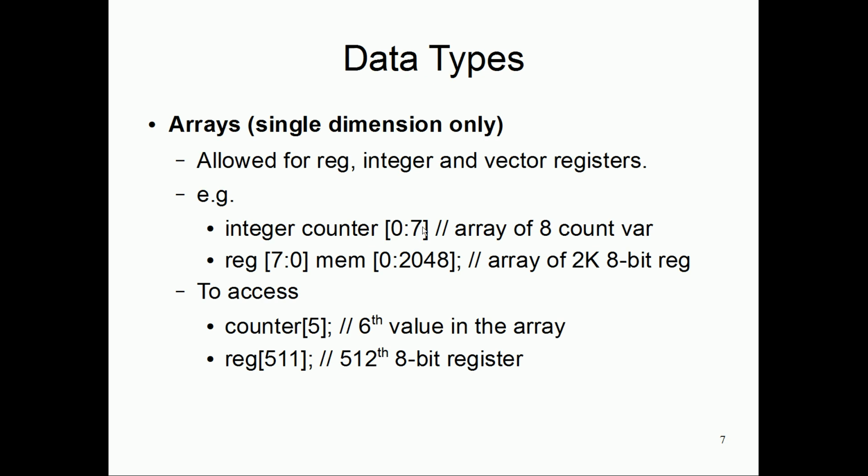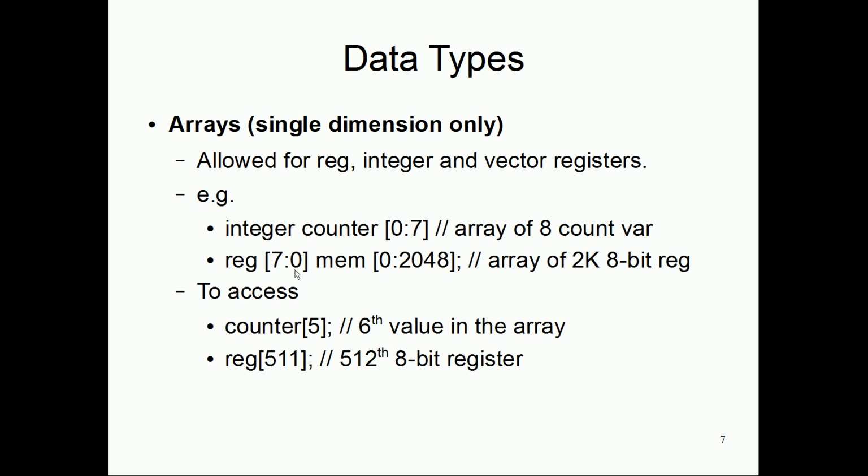Now, arrays. Verilog supports arrays, but it has to be a single dimension array. It doesn't support multi-dimension. So what does it mean? Let's say it's an integer counter, integer counter of 0 to 7, which means it's an 8-element counter of integer, and you know the integer is 32-bit. So it is just like an array in the normal programming scenario. So it is an array of 8 elements.